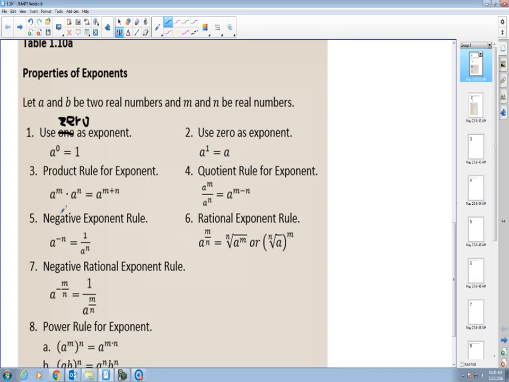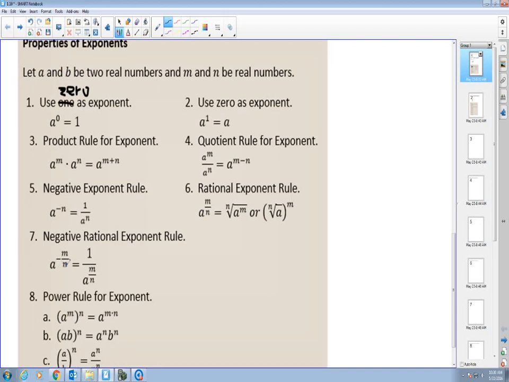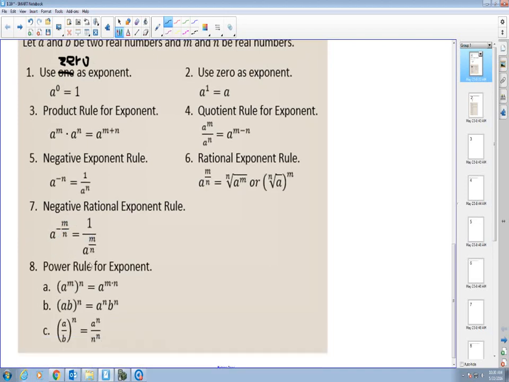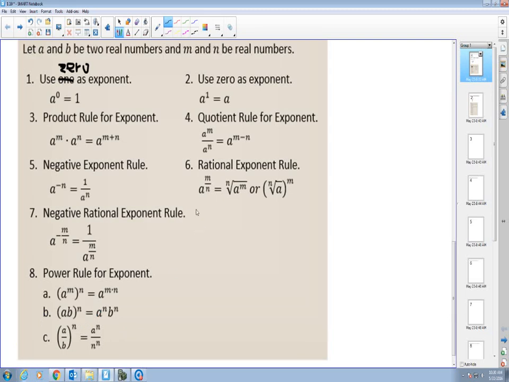Product rule is where we will add the exponents. Quotient rule, subtract the exponents. Negative exponent rule is where we will flip it. Fraction exponent, okay, turn it into our radicals. And negative fraction exponents, where we will flip it again. And here are the three versions of the power rule, where we will multiply our exponents. Okay, so some of these you probably saw in Algebra 1 and Algebra 2 class.